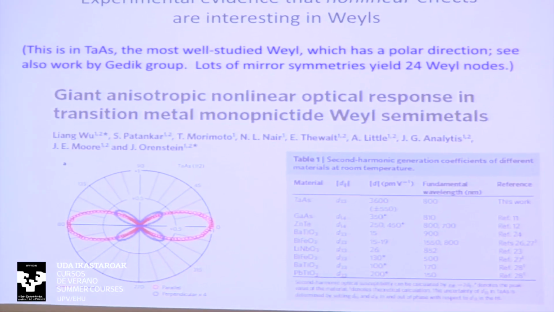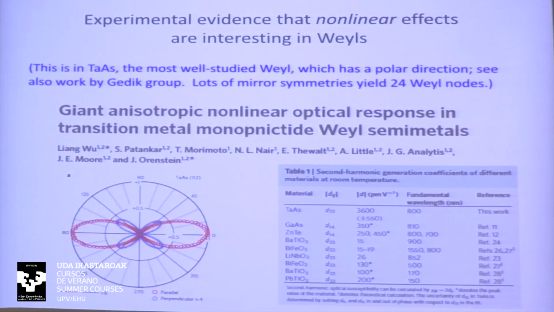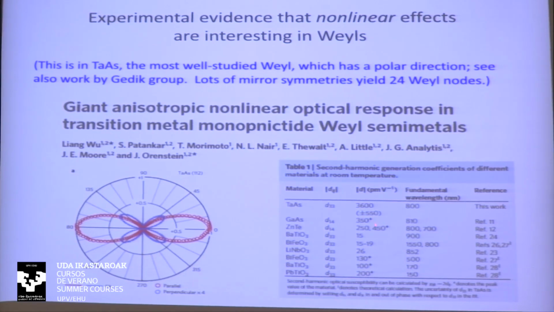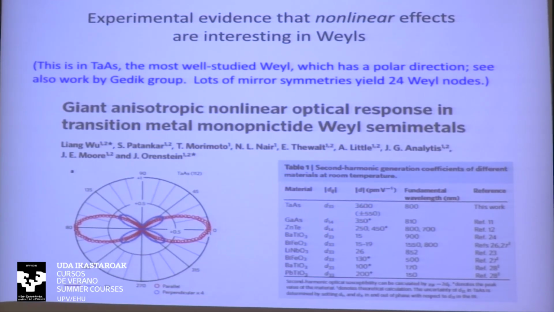So you see effectively that this material has the strongest frequency doubling in a useful frequency range of anything that's been measured. So gallium arsenide, for example, is often used to double frequencies, and its value in the right units is about 350. This is about 10 times larger. If you go a little bit lower in frequency, it's more like 50 or 100 times larger.